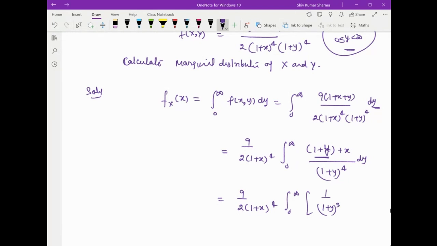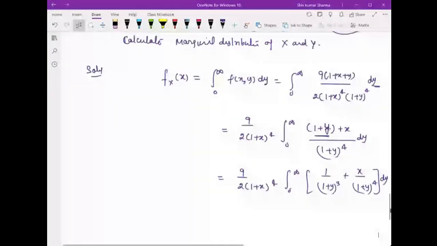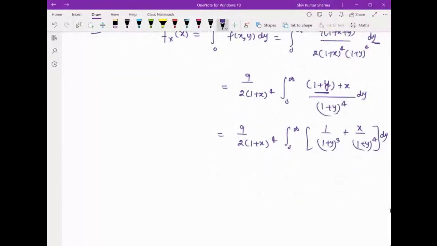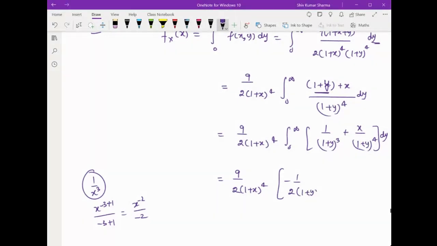So this gives us 1 upon (1 plus y) raised to the power 3, plus x upon (1 plus y) raised to the power 4. So what is the integration of 1 upon x square? 9 upon 2 into (1 plus x) raised to the power 4. When we do the integration of the first term, suppose this term is x raised to the power minus 3, so we can write x raised to the power minus 3 plus 1 upon minus 3 plus 1. So this means x raised to the power minus 2 upon minus 2. So this is minus 1 upon 2 into (1 plus y) square, the integration of this term.